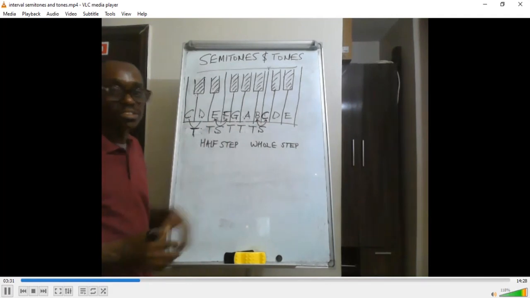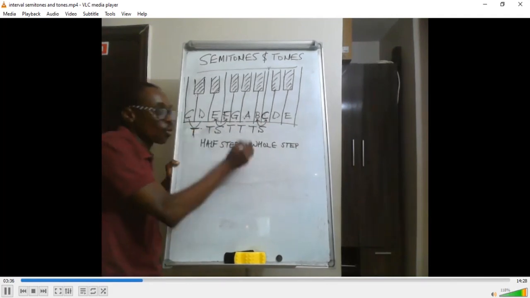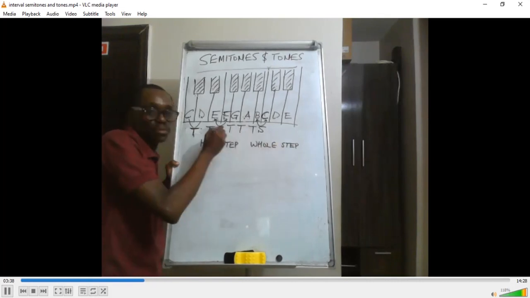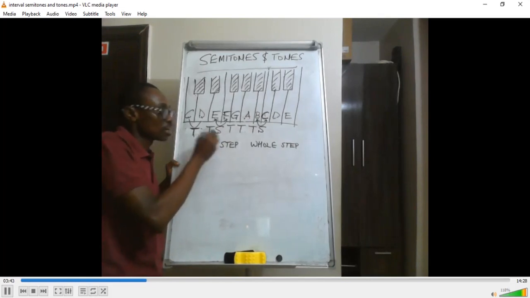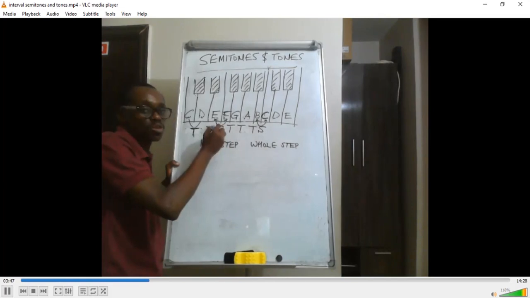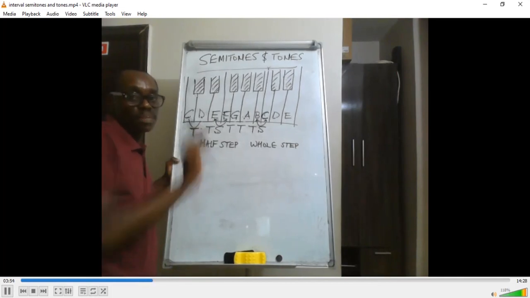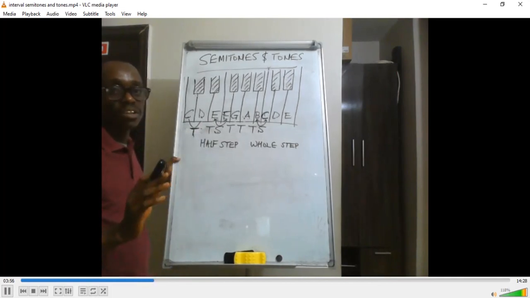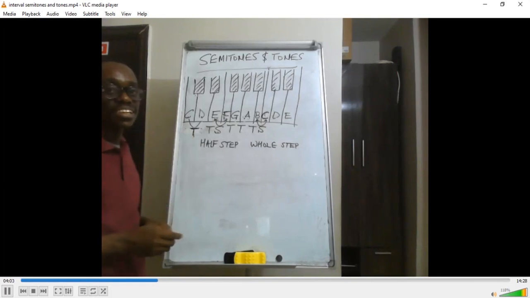Now, this tone can also be called a whole step, while a semitone can be referred to as a half step. The Americans call it a half step. The Americans refer to a tone as a whole step and a semitone as a half step, while the British use the words tones and semitones. Okay, so that is just what we have with these white keys.